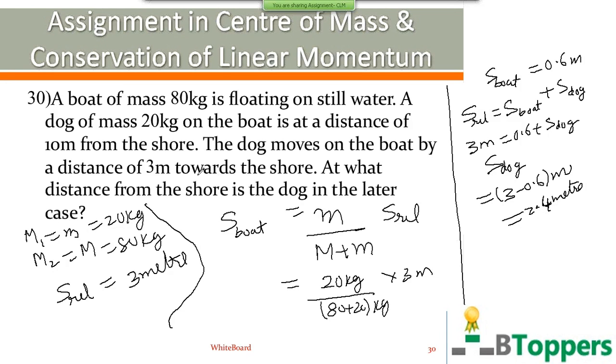Initially the dog is at a distance of 10 meters from the shore. Now the dog moves by a distance of 2.4 meters towards the shore with respect to the shore. That means the dog comes nearer to the shore by 2.4 meters. So the new distance of the dog from the shore becomes 10 minus 2.4 meters. That will be 7.6 meters. That will be the answer. In case you are interested to copy the solution, you can take a pause and copy the solution.